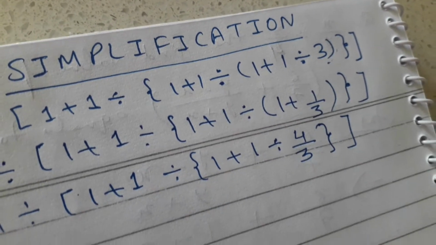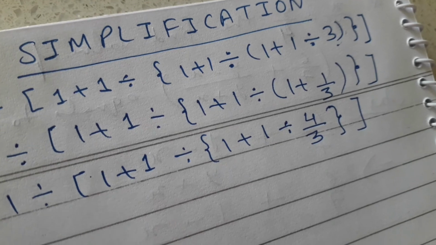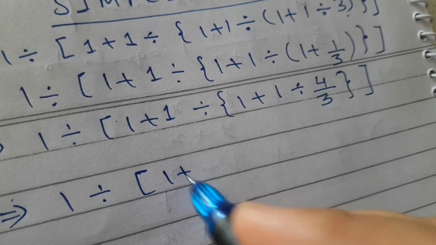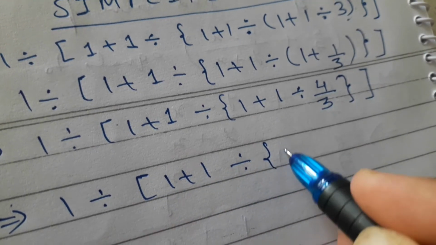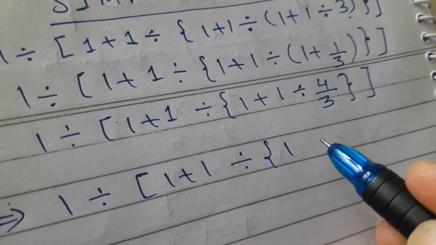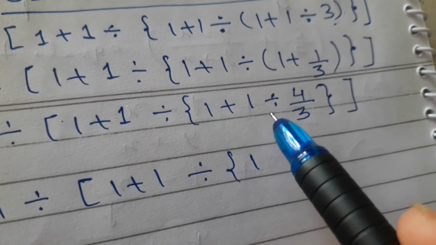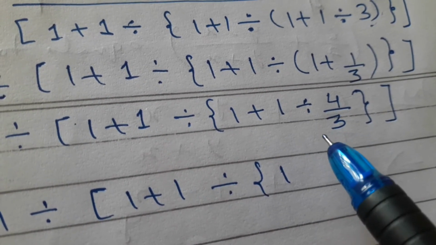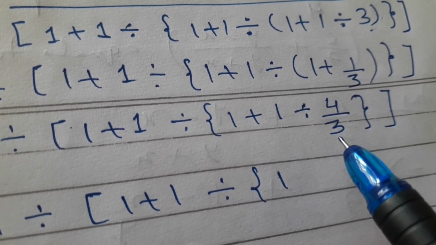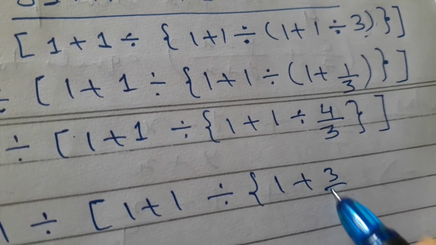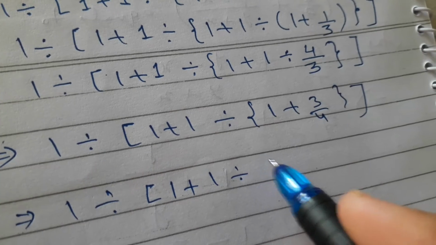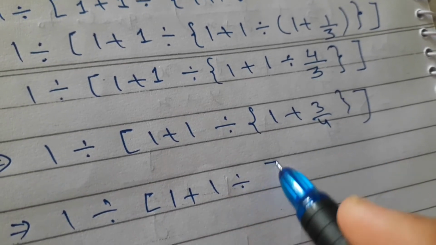Now this curly bracket we will solve first. 1 plus 1 divided by, here 1 by 4 by 3, we can write this 1 by 4 by 3, which is equal to 3 by 4, right? 1 plus 3 by 4. Next step, it becomes 4 plus 3, 7 by 4.